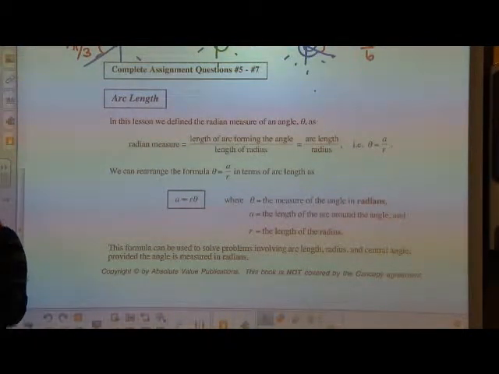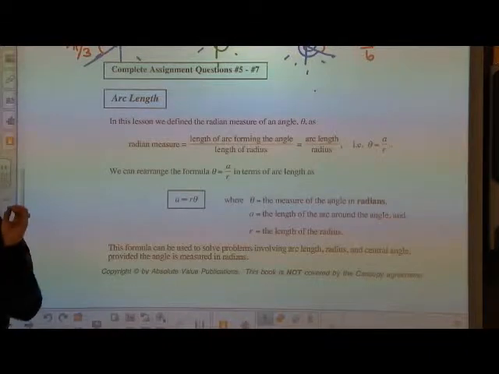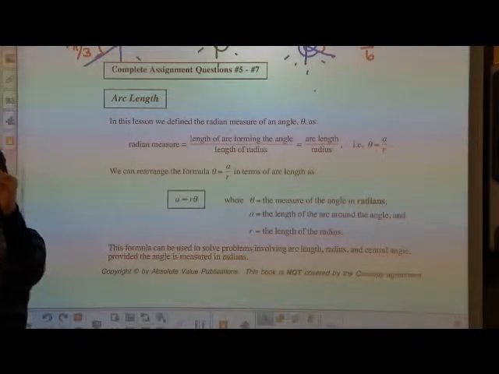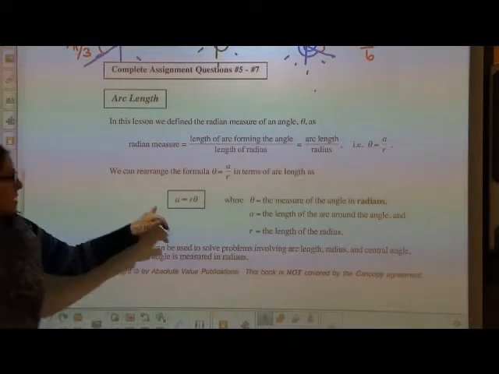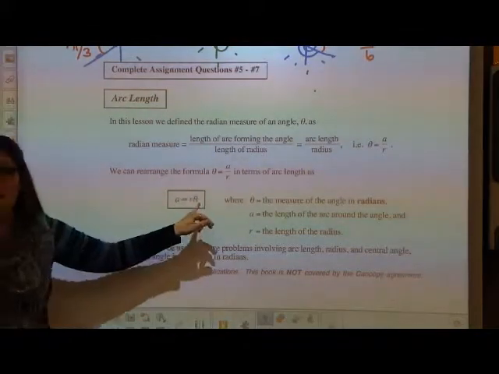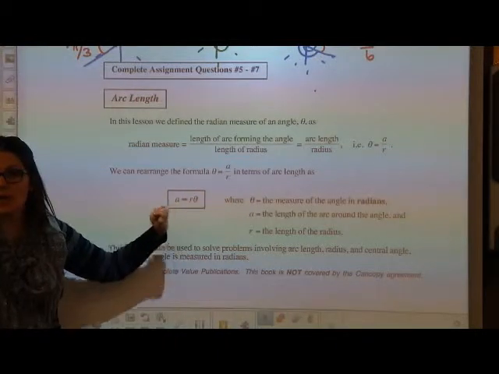So if you think back to how we developed radians, we talked about the relationship between the arc length and the radius. That's how I got my radian measure. So when I rearrange this formula, this angle has to be my radian measurement.